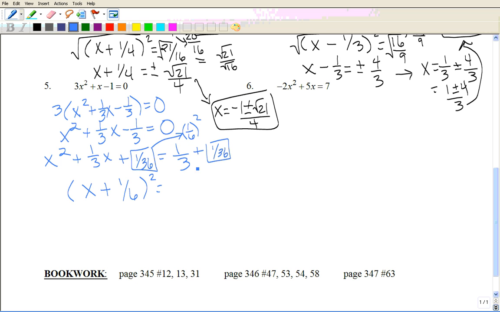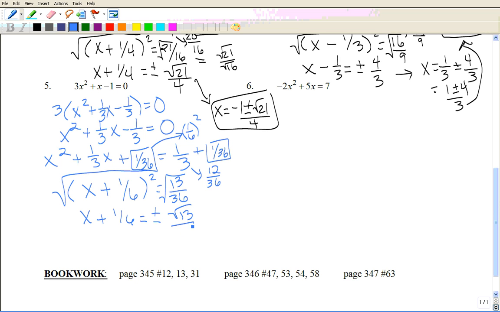equals. So I need to get a denominator of 36 here. So 3 times 12 got me to 36, so I need to take 1 times 12 as well. So I have 12 over 36 plus 1 over 36 is 13 over 36. Take the square root of both sides. I get x plus 1/6 equals positive or negative the square root of 13, we cannot simplify that anymore.